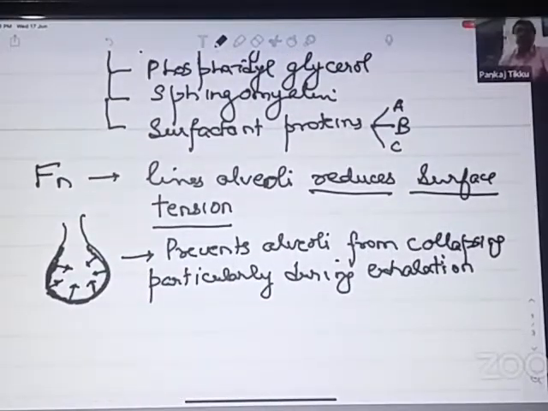The basic function of the surfactant: it lines the alveoli and it reduces the surface tension, particularly of the fluid which is lining the alveoli. This prevents the alveoli from collapsing during the exhalation phase, and because gas exchange can therefore occur, the child will be able to breathe normally.